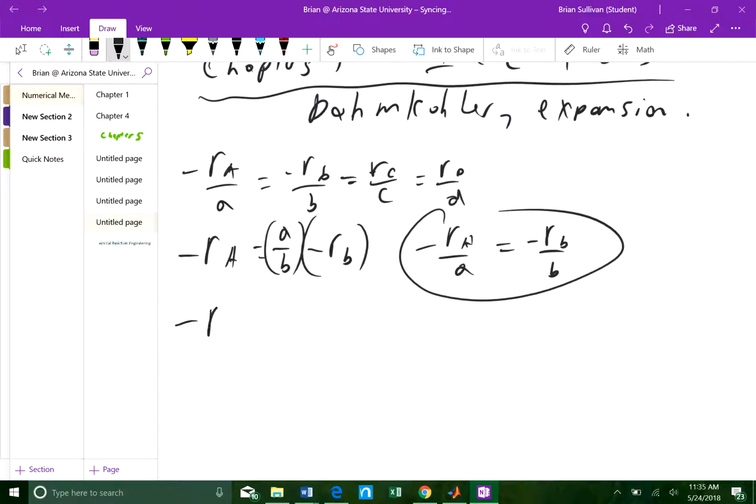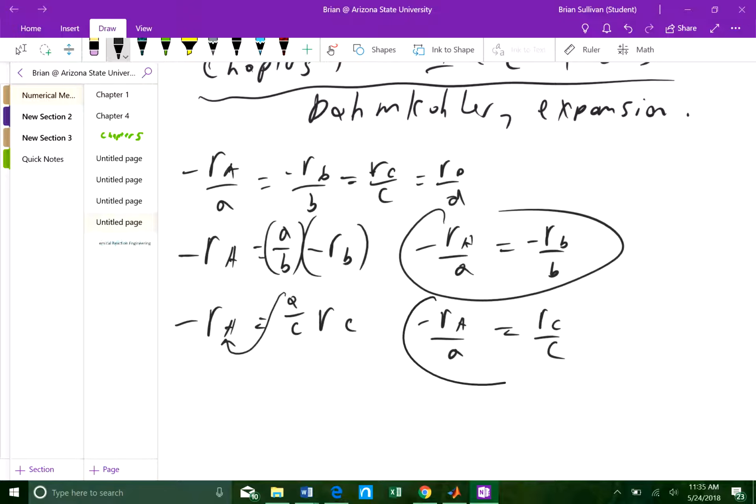Now let's relate, I don't know, negative rA to positive rC, the formation of C. Well, then again, it's going to be c over a, right? So divide a to the other side, and you end up getting negative rA over little a is equal to positive rC over c, because it's the rate of formation of C. And then you get this, right?